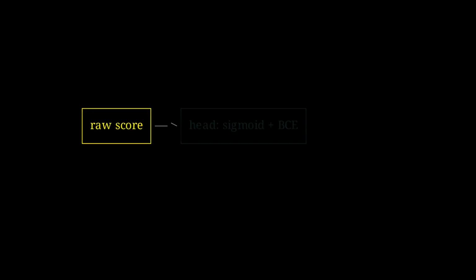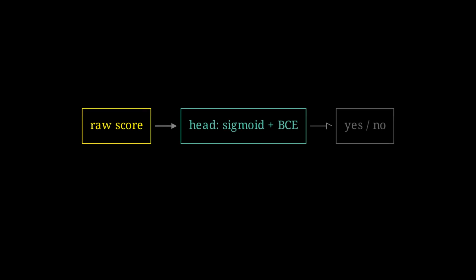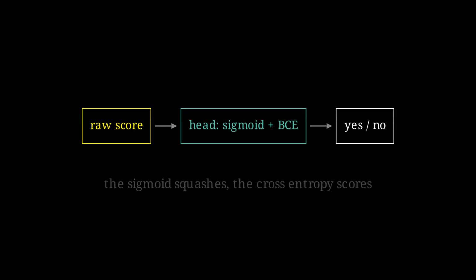A line hands us a raw score, any real number at all, from far below zero to far above it. To turn that into a yes or a no, we attach a head. Ours is called sigmoid BCE. A sigmoid, followed by binary cross-entropy. The sigmoid does the squashing, the cross-entropy does the scoring. Two small jobs, one head.